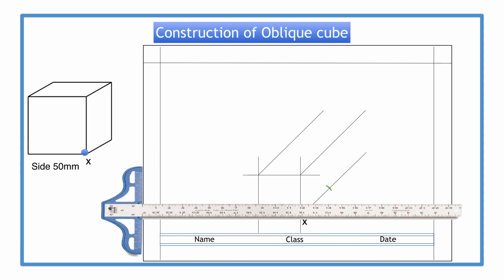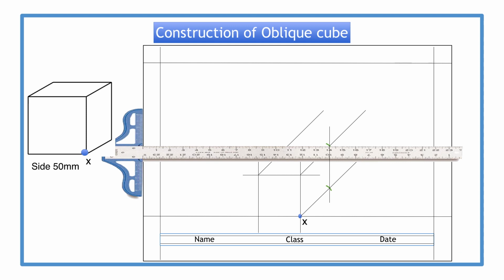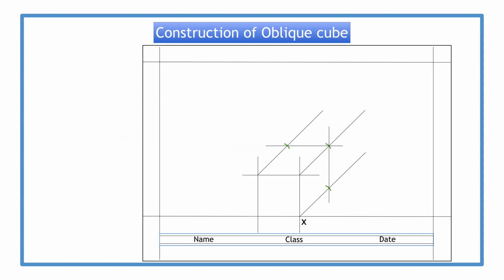We use our set square to project the depth vertically to get an intersection like this. We project this intersection to the next depth line with the T-square. This is the crate of the oblique cube in construction lines. We will then line in the outlines like this. Note that the constructions are not erased.